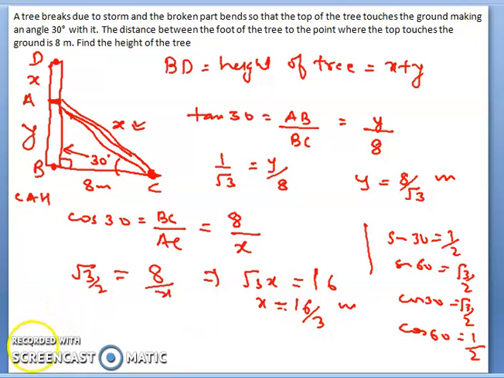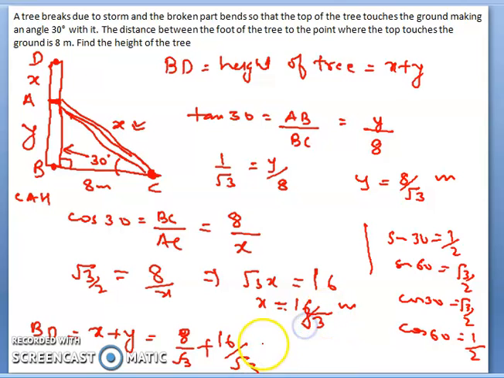Now height BD. So BD is equal to, in this case, what we will write here? x plus y. Sorry, y was 8 upon root 3 and x is 16 upon root 3. Since the denominator is the same, I can just write 24 upon root 3. Now we can do rationalization by multiplying by root 3. So 24 root 3 upon 3, cancel. This is 8. So the answer is 8 root 3 meter.